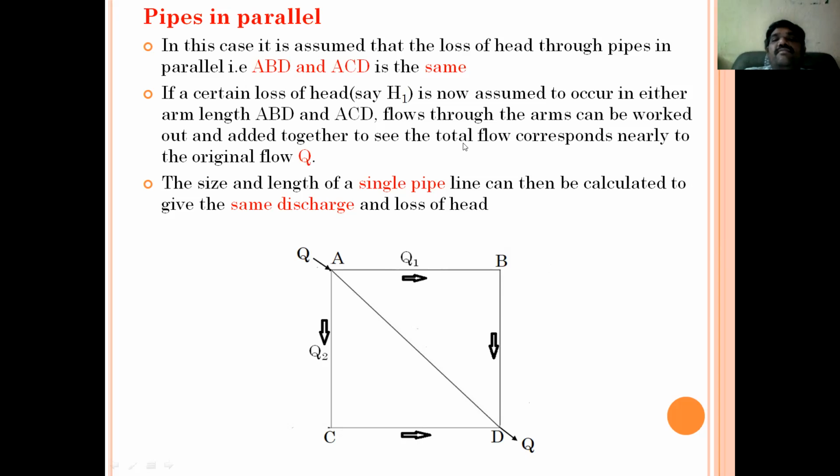If a certain loss of head, say H1, is now assumed to occur in either arm ABD or ACD, the flows through the arms can be worked out and added together to see the total flow nearly equal to the original flow Q. See here, the flows through the arms can be worked out and added together to see the total flow corresponding nearly to the original flow, where the size and length of a single pipeline can be calculated to give the same discharge and loss of head. Understand? This is about pipes in parallel.